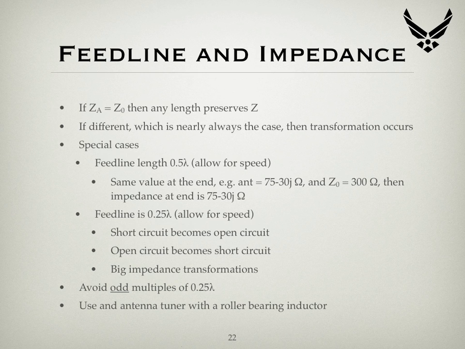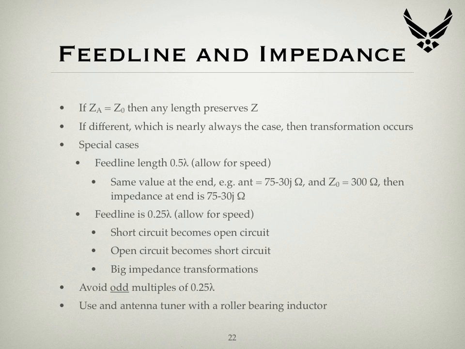then you will get the same value at the end of that half wavelength length of transmission line as the antenna impedance. So for example, if you've got a balanced transmission line with a characteristic impedance of 300 ohms and your antenna happens to be 75 minus 30J ohms, then basically the impedance at the end will still be 75 minus 30J ohms. No transformation will take place. The impedance will be preserved.